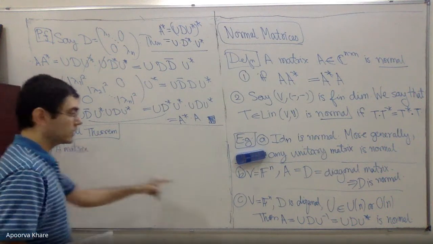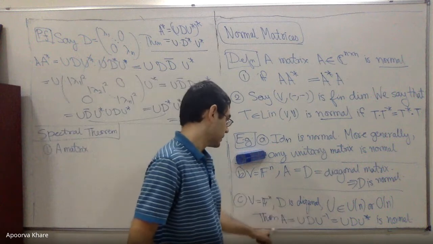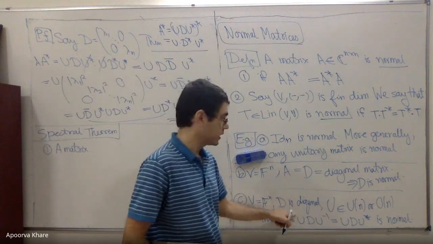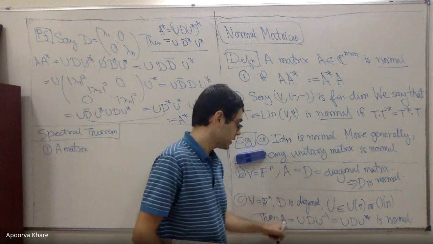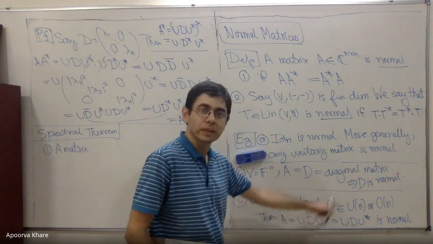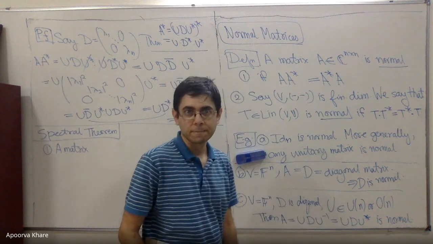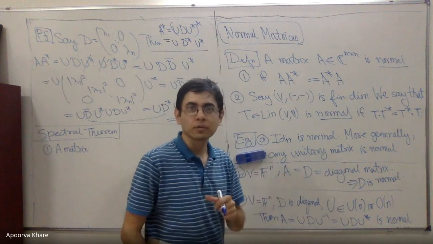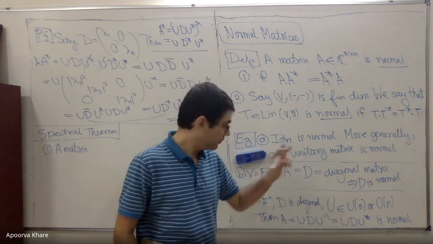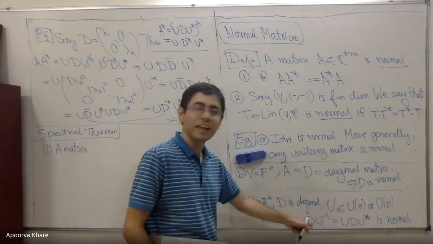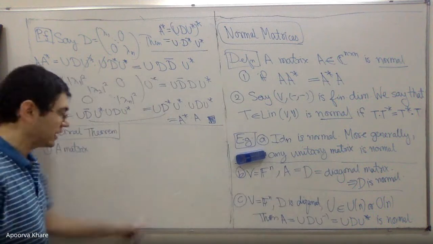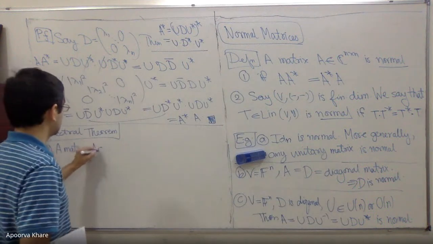So what does this say? It says that if you have a diagonal matrix and you have a unitary matrix, and you write down A to be of this form, then A is normal. The spectral theorem says that the converse is also true. If you have any normal matrix, then you can find a diagonal and unitary matrix such that A is of that form.